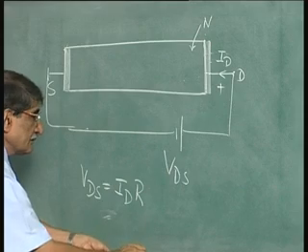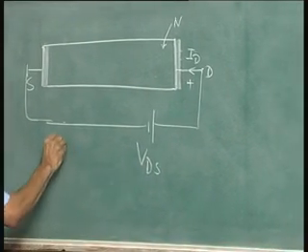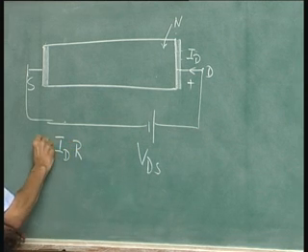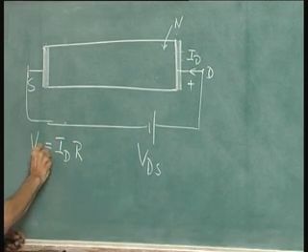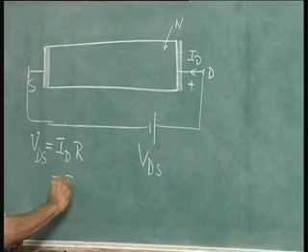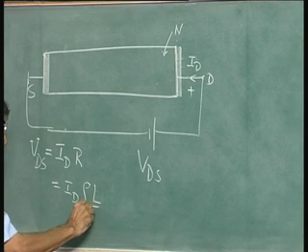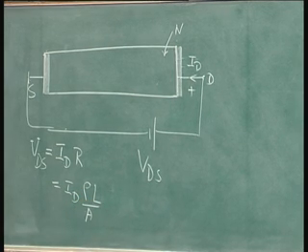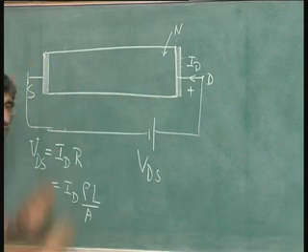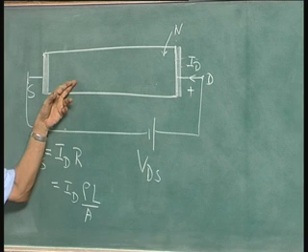I can rewrite it over here: ID into R equal to VDS, which is actually equal to ID into rho L divided by area. That is all what we are telling you. Rho is the resistivity, L is the length between the two contacts, and A is the area of cross section.